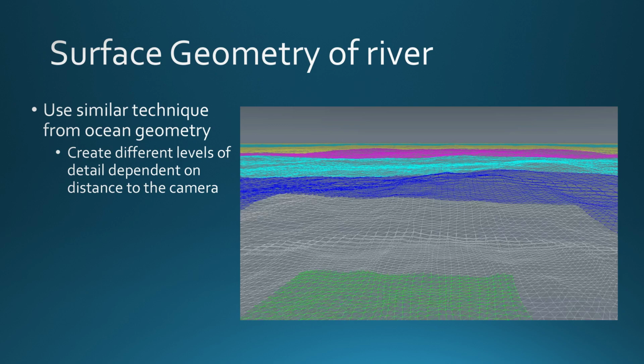Surface geometry of the river, pretty much the same kind of mentality as the ocean. You want to use different levels of detail depending on the camera position, but probably on a smaller scale. So pretty much the same as the ocean, I guess. I don't know what more I gotta say.